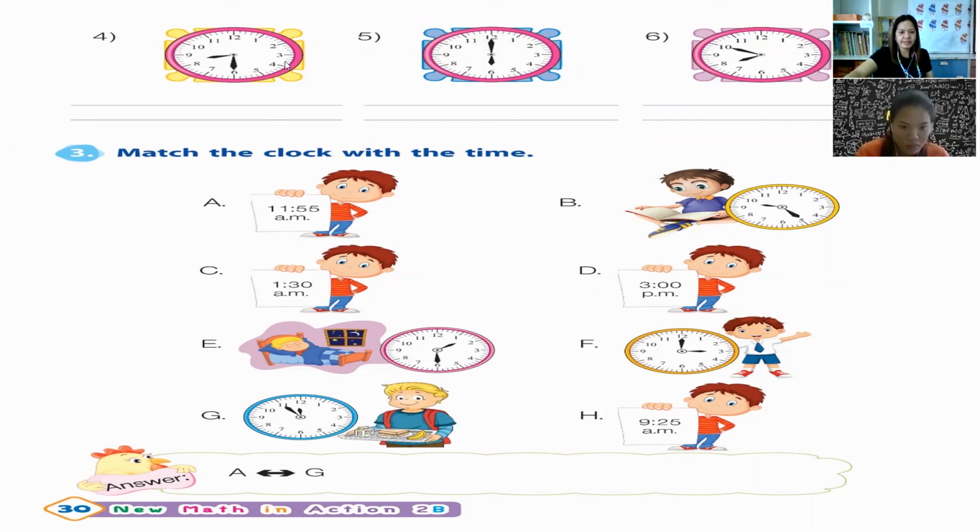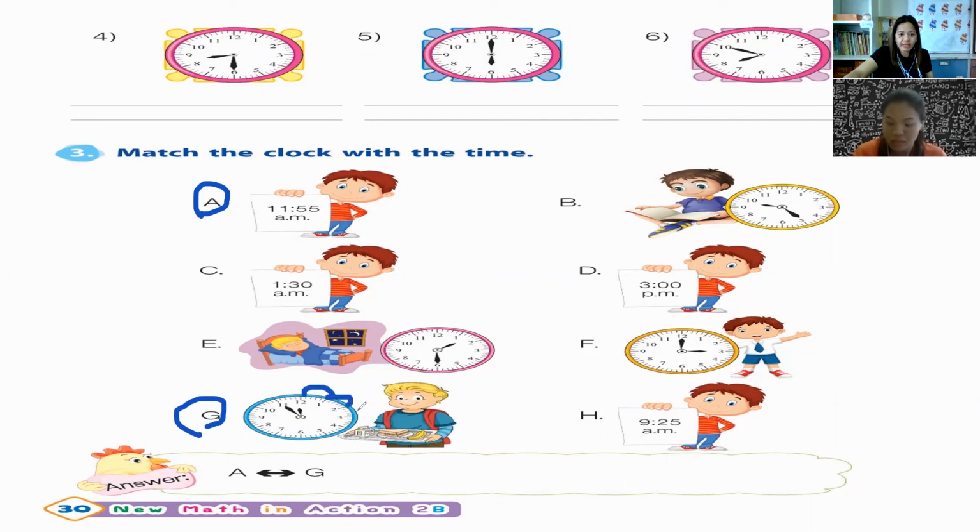Example: arrow, letter A. Look at letter A. 11:55 a.m. Let's find the clock of 11:55 a.m. Is it letter B? No. Is it letter E? No, that is 6 o'clock. Oh, I think it's letter G. Look, wow. Yes, the long hand is at 55.